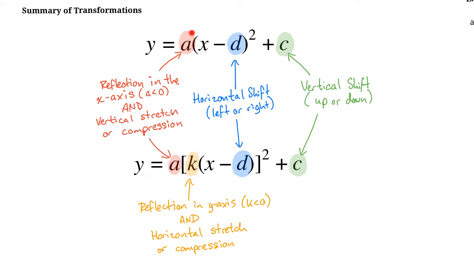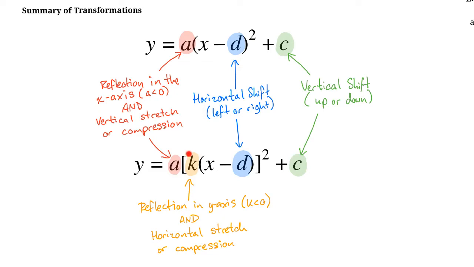The a value shows a reflection in the x-axis when a is less than 0, so when a is a negative number, but it also shows a vertical compression or a stretch. The d value shows a horizontal shift, so it moves the parabola left or right. The c value at the end here is a vertical shift and moves our parabola up or down.